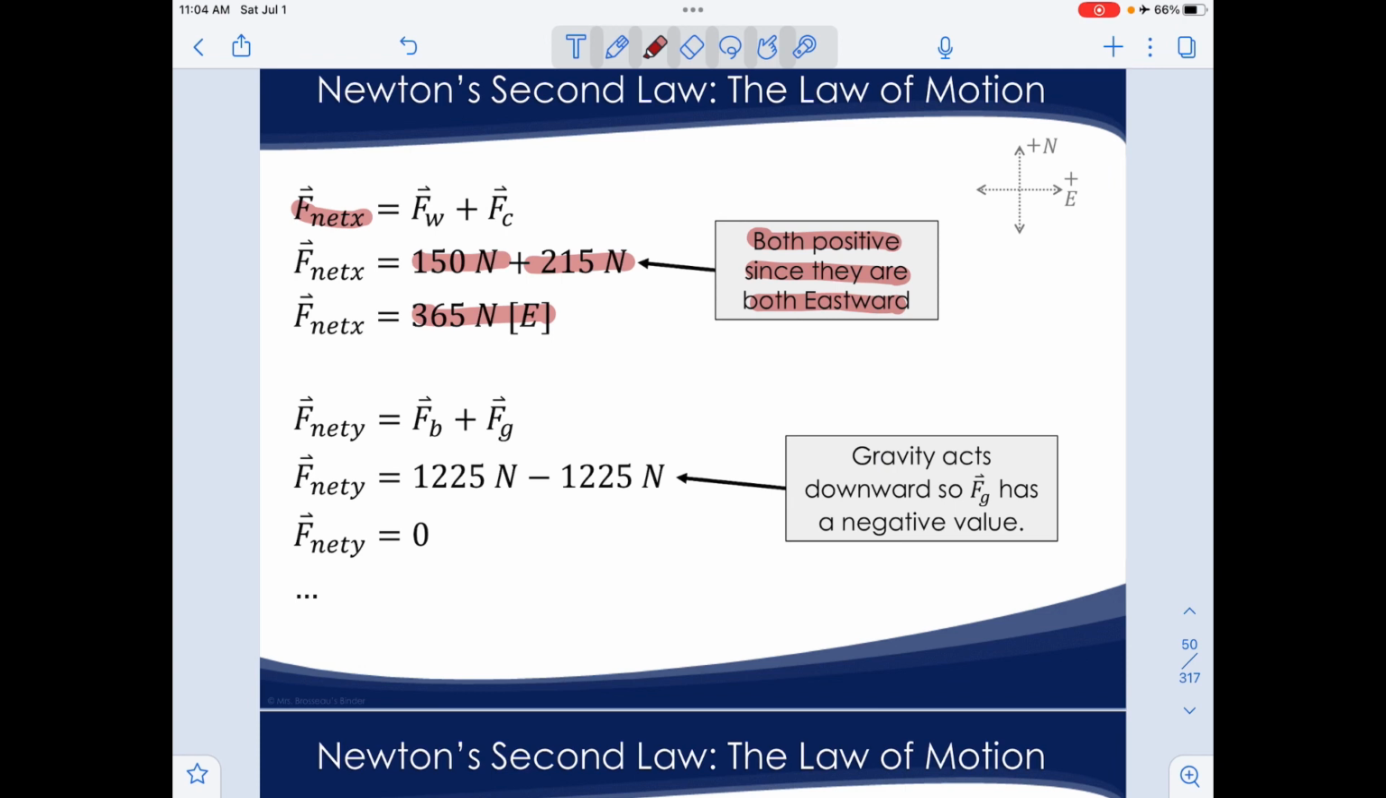Now in the next one, F net y, we have the buoyant force plus the force of gravity. The buoyant force is pushing up, so that's a positive value. Then we add the force of gravity, which, since it's south, we can say is 1225 south, or down, or we can say it's negative 1225 north, right? So if we add a negative value, the net force in the y direction is 0.